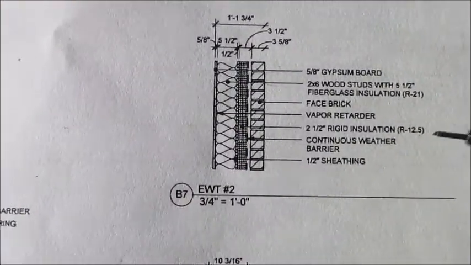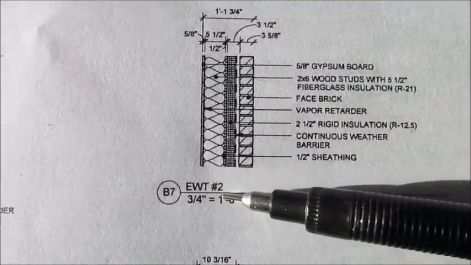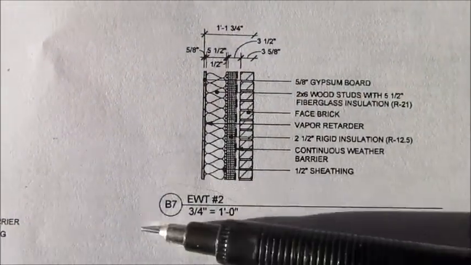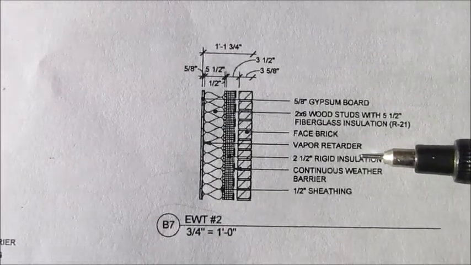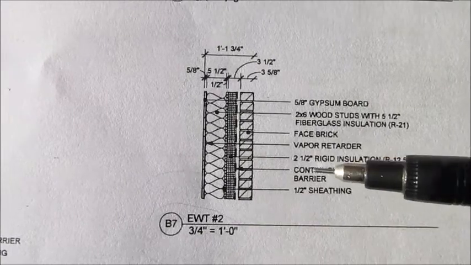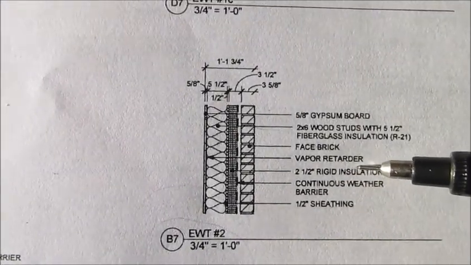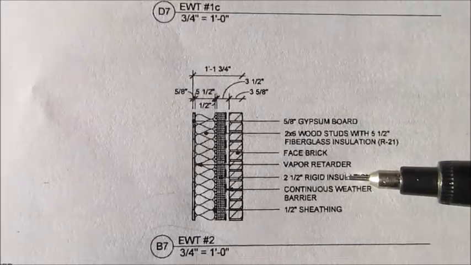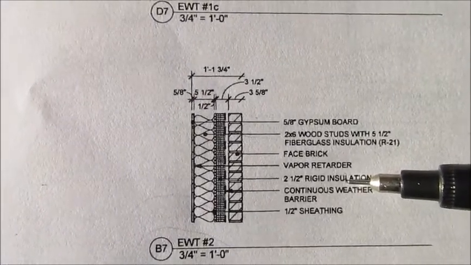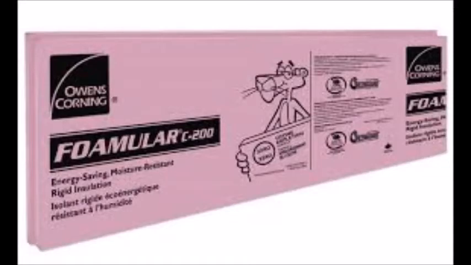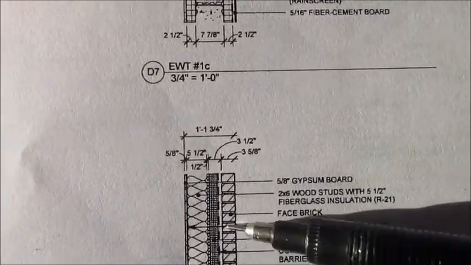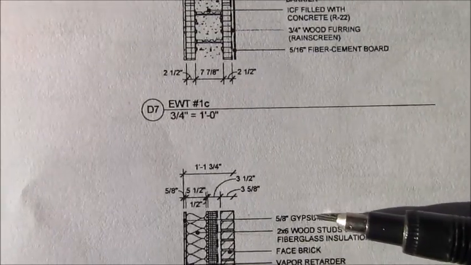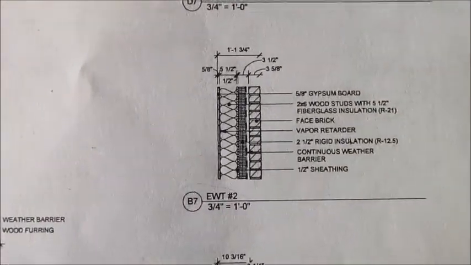If I move down a little bit, here's another section. This is EWT2, and you'll notice again that our label is always below the drawing. But you'll see that there's 1/2 inch sheeting on the outside. You'll see that there's 2.5 inch rigid insulation. You'll see that there's a continuous vapor barrier. And this rigid insulation is a styrofoam product similar to a styrofoam cup. And it does a really good job of insulating. This is an example of rigid foam insulation. We have a vapor retarder on the inside that's typically plastic. We can see our brick facing out here. And we can also see that we have gypsum on the inside. So there's a little bit about how our structure is put together.